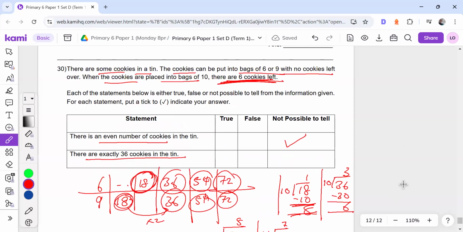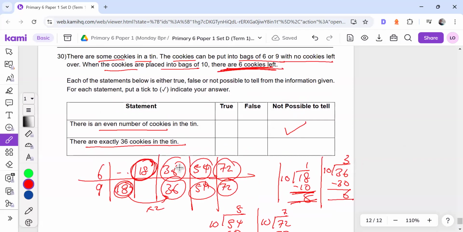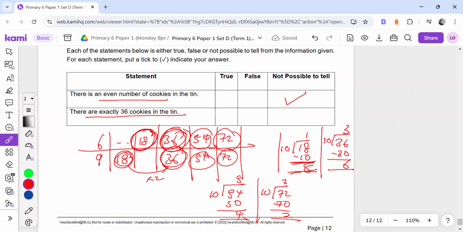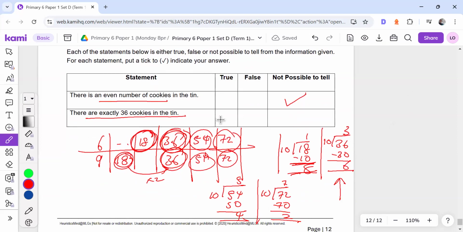So are we sure? Is it really exactly 36? If we continue, what do you think? Are there exactly 36 cookies in the tin? If you are not sure, you can do a bit more. But I think if you look at all the multiples here, 36 is the only one. When you divide by 6, divide by 9, there's no leftover. And when you divide by 10, there are 6 cookies left. All right, so I think we can put true there. Anyone has a question?